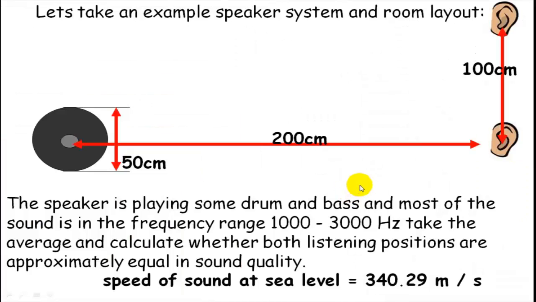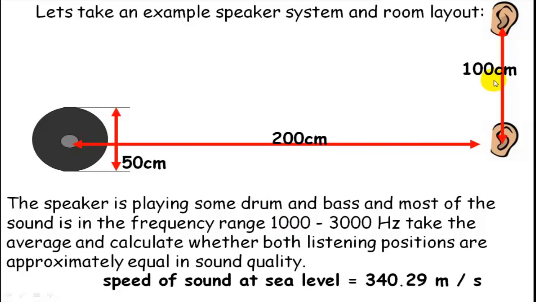Okay, so if you pause the video and read this example question and have an attempt at it as well. Okay, so I'm going to go through this question. So we've got a speaker here. It's playing some music, some drum and bass, which is very bassy, with a frequency range of 100 to 3000 Hertz. It says to take the average and calculate whether each ear is going to have the same kind of experience, basically.